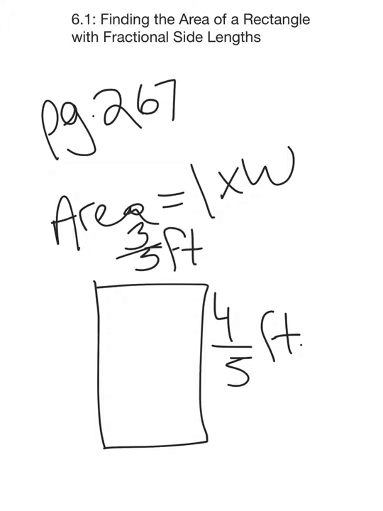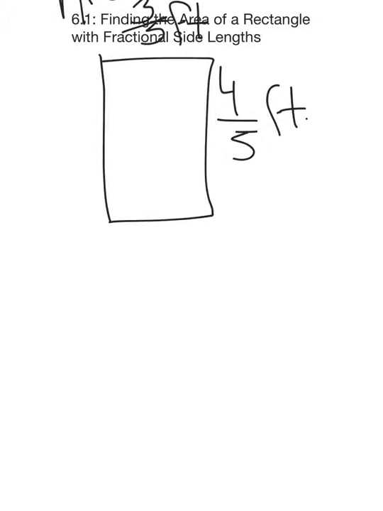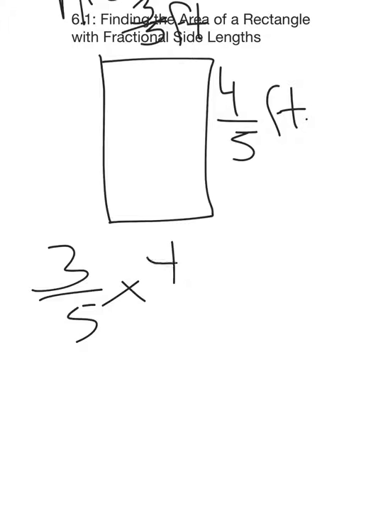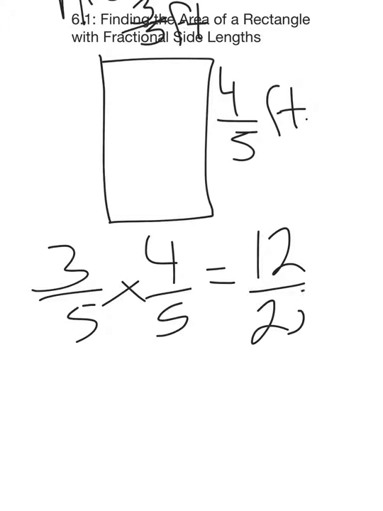Here it's important for you to know how to multiply fractions. You would take your 3/5 and multiply it by your 4/5, and you would get the area of the rectangle here. And if you do that, you'll get 12 over 25. So your answer is the area of the rectangle is 12 over 25 feet squared.